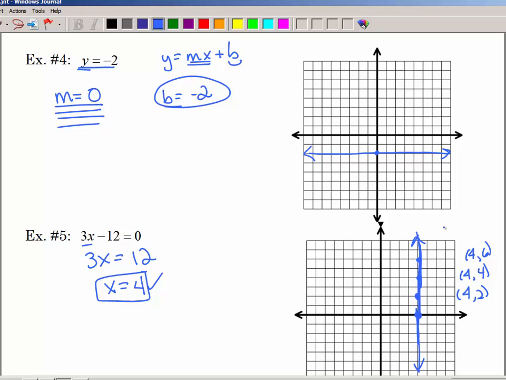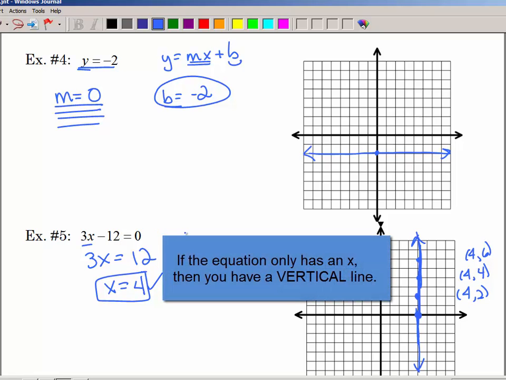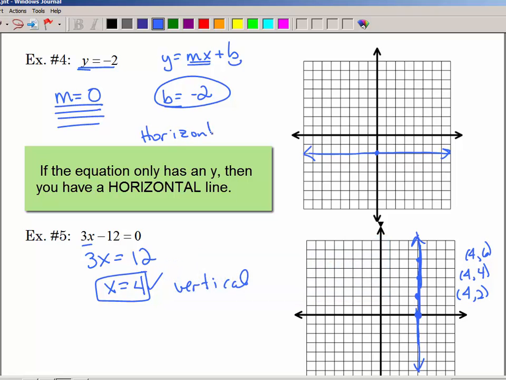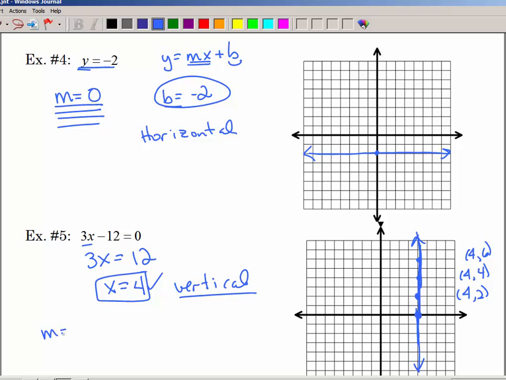So you have to know that if you only have an x, you're going to have a vertical line. And if you only have a y, you're going to have a horizontal line. But let's go back to this one, vertical line. What is that slope? Undefined. And what is b? What is that y-intercept? Does it cross that y-axis? No, it does not. So we would say none, or there is no y-intercept.